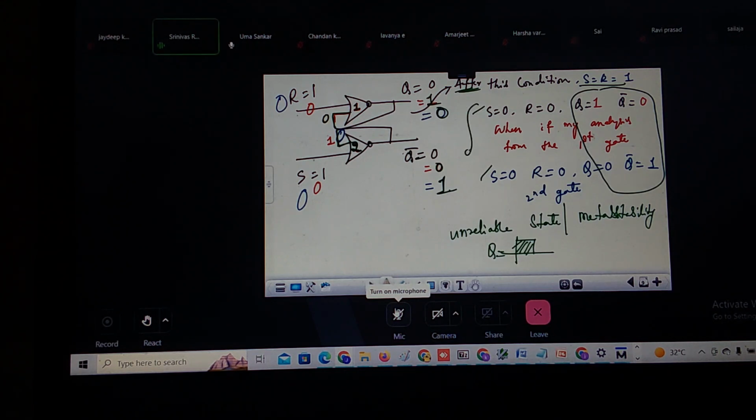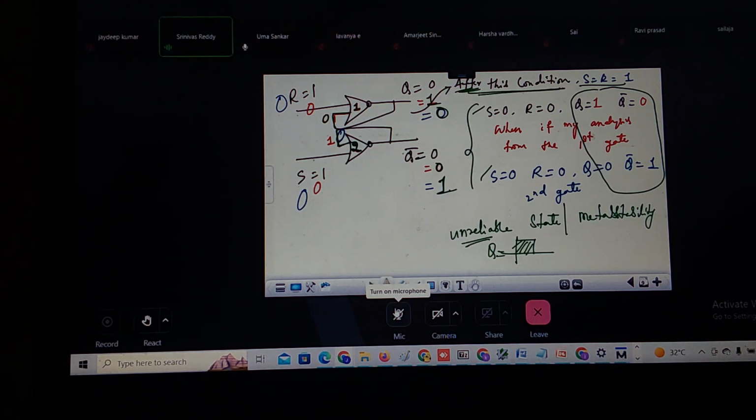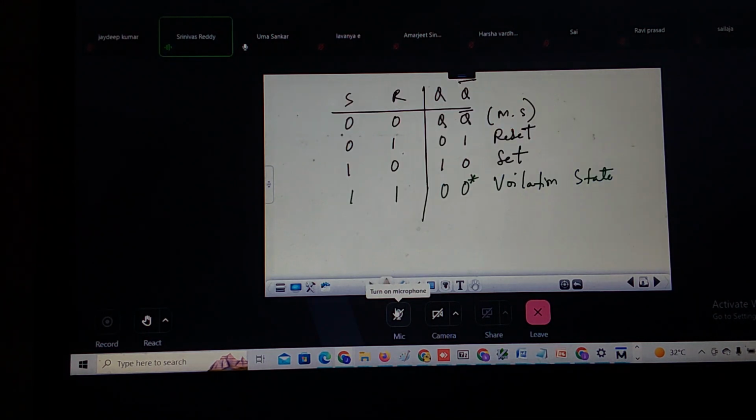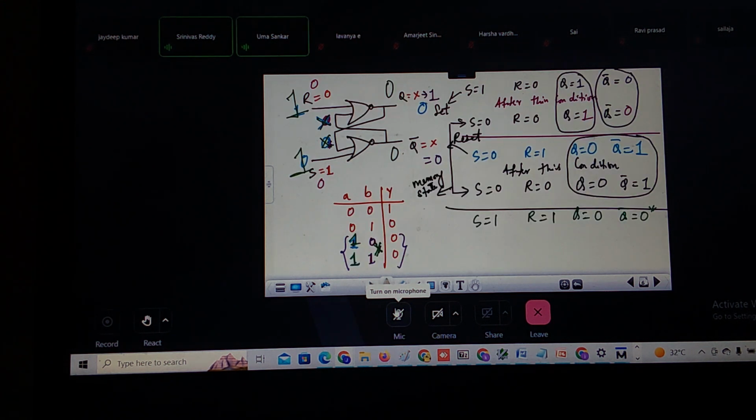So you get this metastability state, or unreliable state, in the NOR version of the latch with S equal to 1 and R equal to 1. After this condition, if I try to put a memory state, S0, R0, which means our memory state, right? In the normal case, for S1 and R1 we tell exactly what Q and Q bar should be. After that, if you put S0 R0, it follows the previous state.